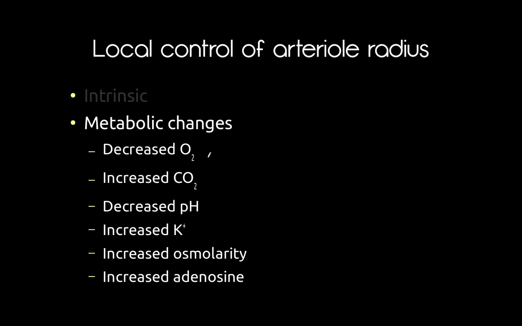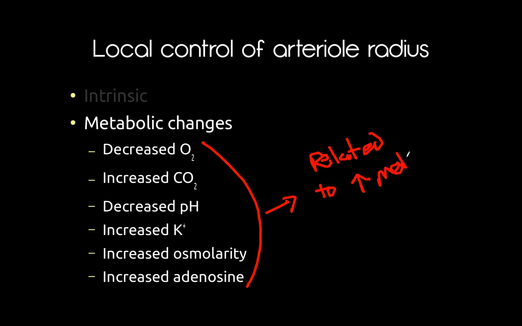Okay, let me just sum these up: all of these are related to high metabolic rate. If you think about this for a second, this makes sense. If we, for instance, have these arterioles leading into muscles that are working, all of this is going to happen. We're going to cause decreased oxygen because the muscles are using it. We're going to cause increased CO2 because the muscles are giving it up. The decreased pH is going to be due to lactic acid buildup that is due to the anaerobic metabolism that we could be going through.